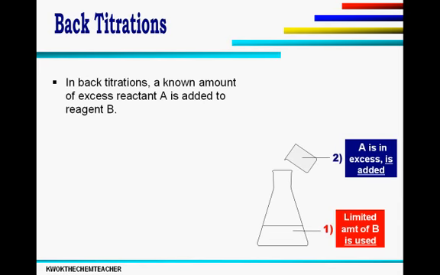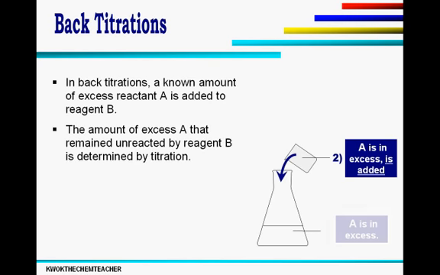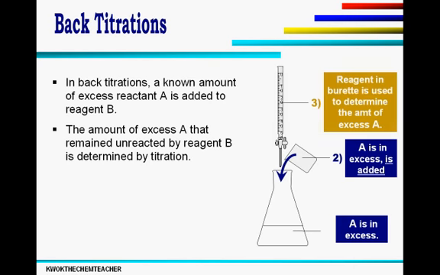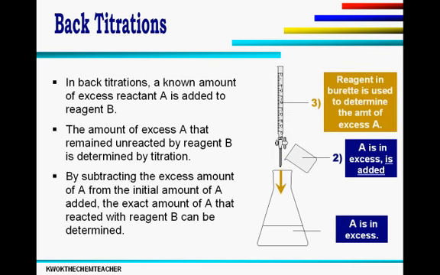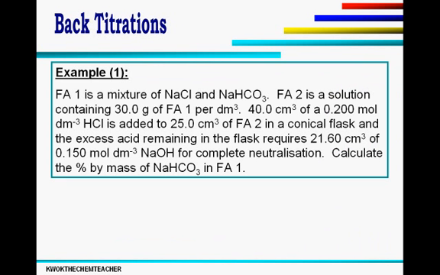Back titration happens when you have a known amount of excess reagent A that is added to a reagent B. What happens here is the amount of excess A that remains unreacted by reagent B can be determined by a form of titration. The titration will tell you the excess amount of reagent A, and by subtracting the excess amount of reagent A from the initial amount of A added, the exact amount of A that reacted with reagent B can be determined. And that will help us to find out what is the amount of reagent B that was initially found in the conical flask.